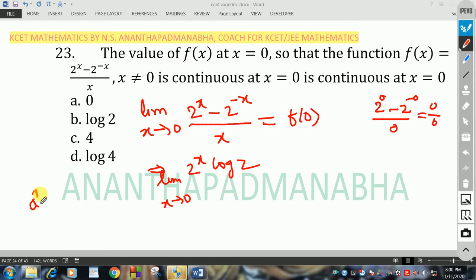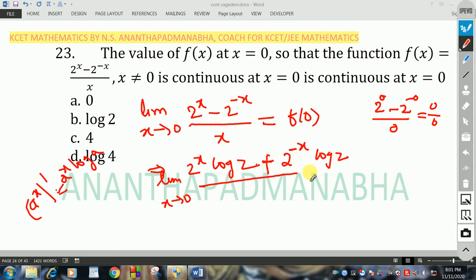Derivative of a to the power of x is a to the power of x into log a. So therefore derivative of 2 to the power of x is 2 to the power of x into log 2, minus here 2 to the power of minus x. Derivative of 2 to the power of minus x is 2 to the power of minus x into log 2 into derivative of minus x, which is minus 1. So this becomes plus, divided by 1, which is equal to f of 0 here.